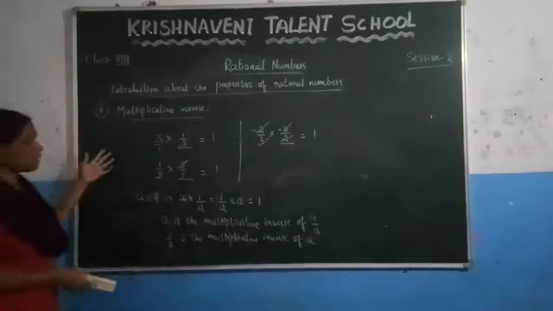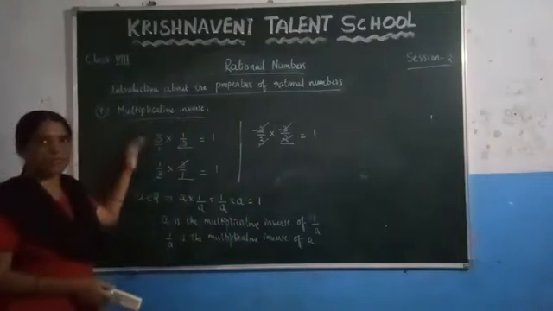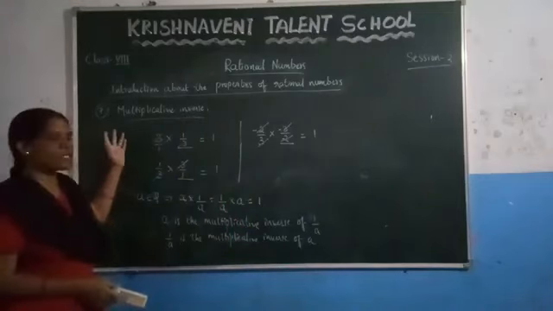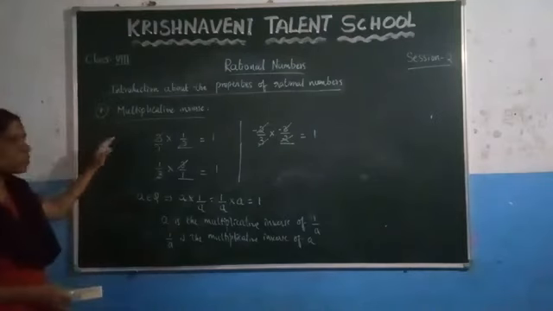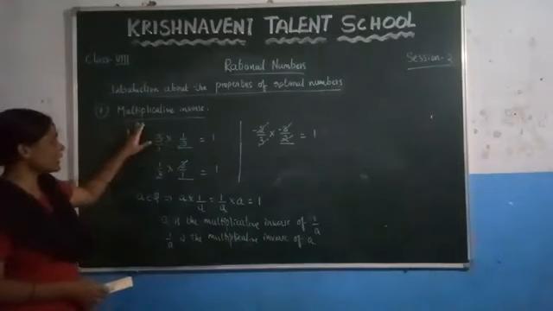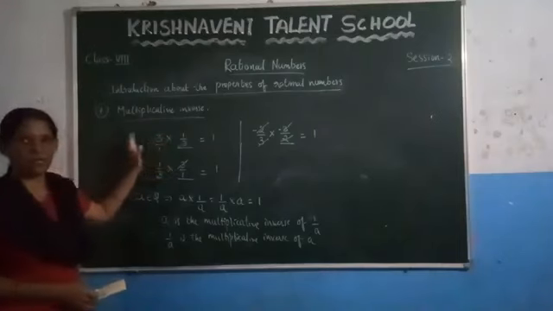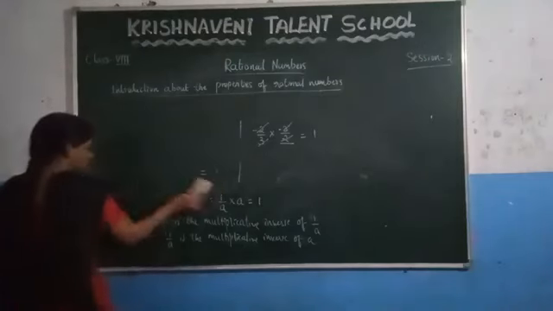In the examination they will ask what is the multiplicative inverse of 5. Then you can mention it as 1 by 5. Suppose they will ask what is the multiplicative inverse of 2 by 5. Then you can write it as 5 by 2. Just you have to write the reciprocal of the given number so that you are getting the multiplicative inverse of the given number. The next property, which is the last property, is the distributive property.